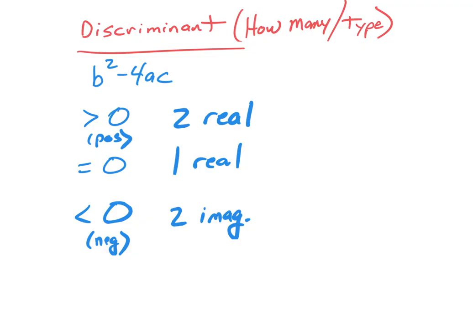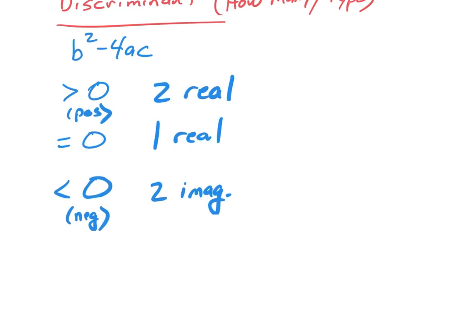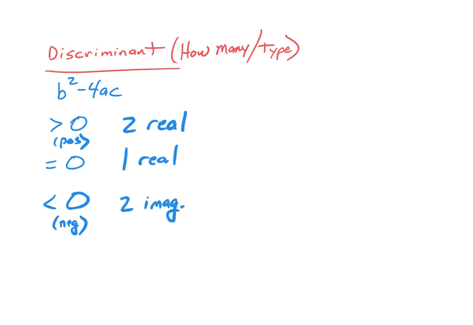So let's look at an example. 3x squared plus 10x minus 8. Okay, same thing here. Make sure that it's set equal to 0 so we can identify A, B, and C. If it's not set equal to 0, the same thing holds true here. We still want to set it equal to 0. Okay, but we are not solving it.